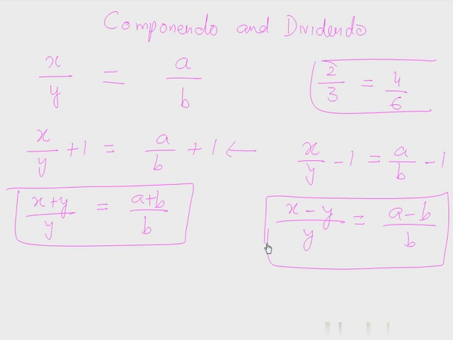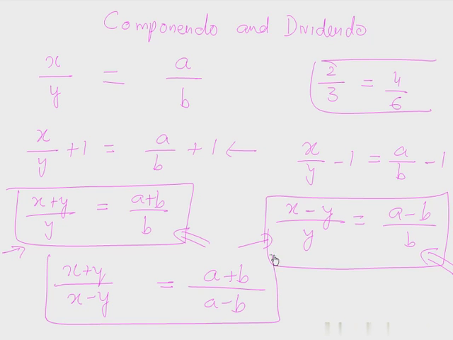I can divide both sides. I can divide left side of 1 by left side of 2 and right side of 1 by right side of 2 because everything's equal. So the Y's will cancel on the left and the B's will cancel on the right, and I'll get X plus Y upon X minus Y is equal to A plus B upon A minus B. Of course, X minus Y should not be 0 and A minus B should not be 0. That means X should not equal Y and A should not equal B. Those are the only conditions for this division to take place.